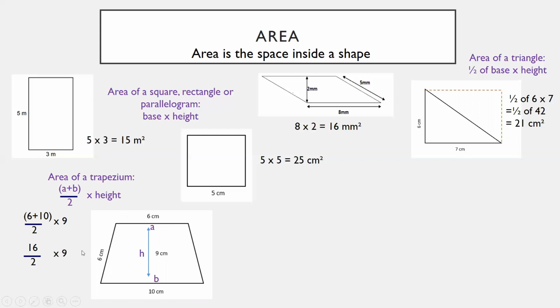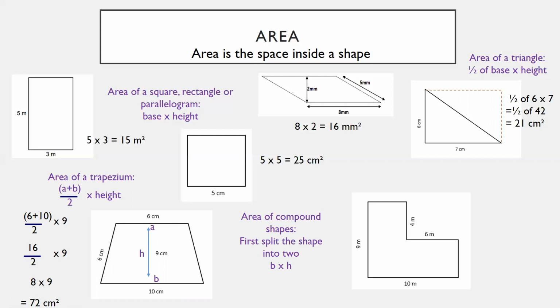So 6 plus 10 is 16. And then we're going to divide that by 2, which is 8, and then times it by 9, which is the height, and that will give us 72.